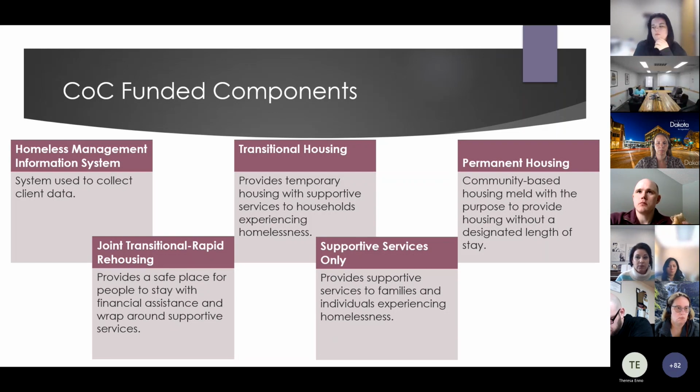Eligible costs of this include leasing of a structure or units and operating costs for the transitional housing, and then short or medium term rental assistance for clients for rapid rehousing. Again, supportive services. HMIS can always be written into any of these components. And then administrative costs also. So the agency can request, I believe it's 10% of administrative costs on any of these components.